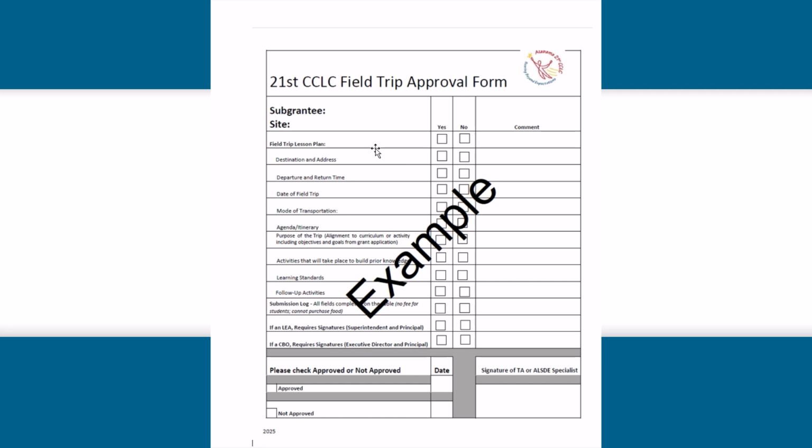Here is an example of the field trip approval form. Your TA or ALSDE representative will submit this information back to you once your trip has been approved or not approved. And we will send this information to you via email. That way you can have it for your documentation for compliance monitoring.